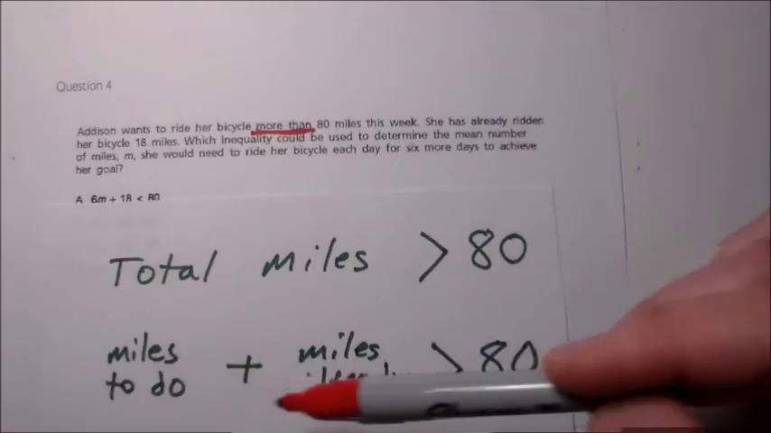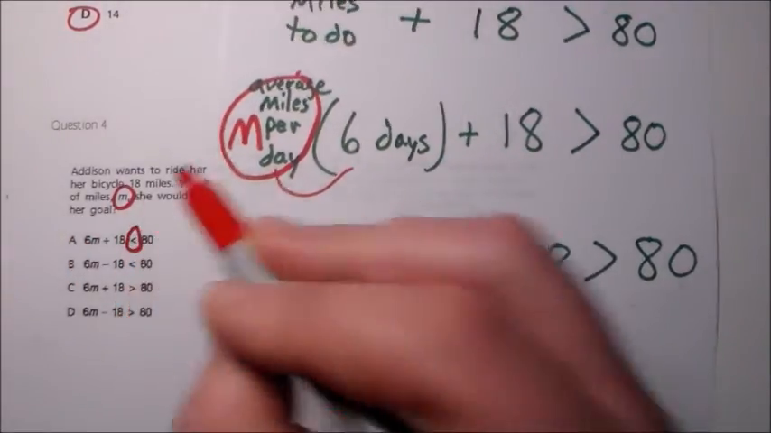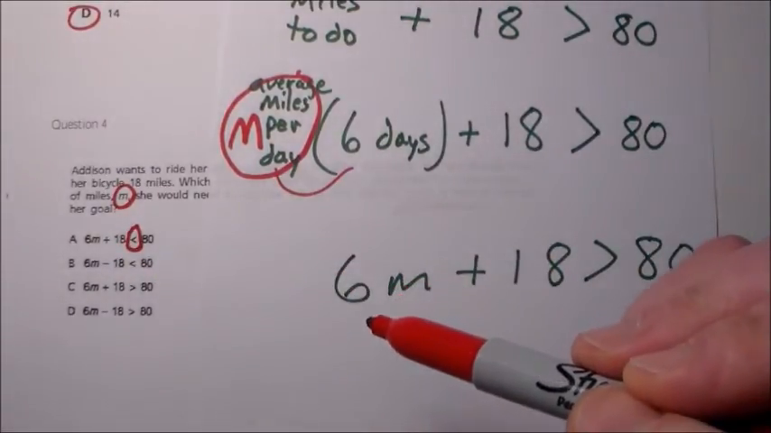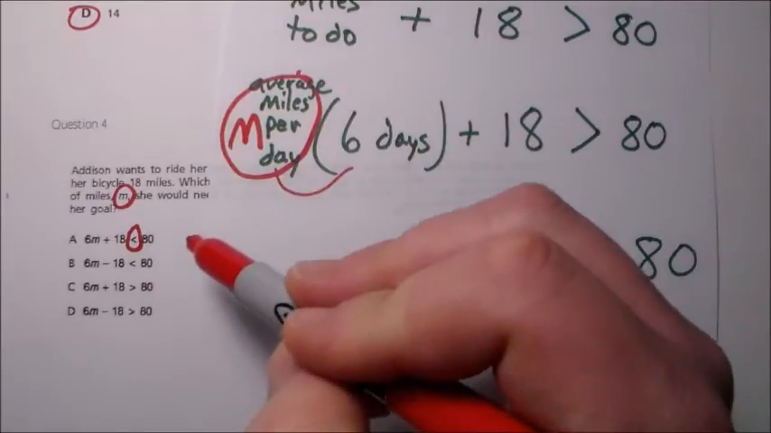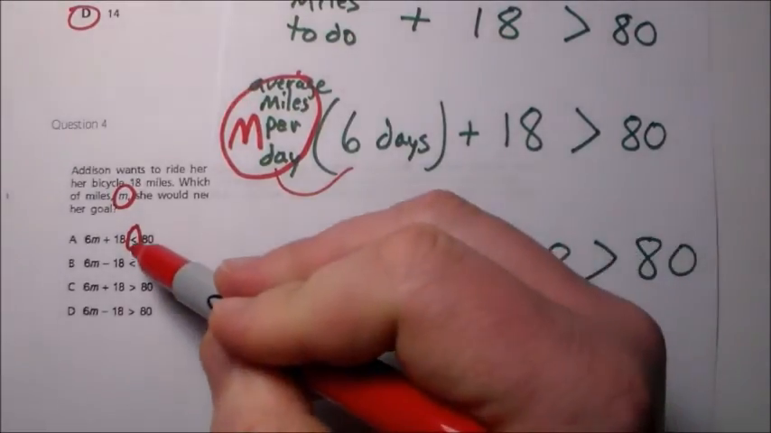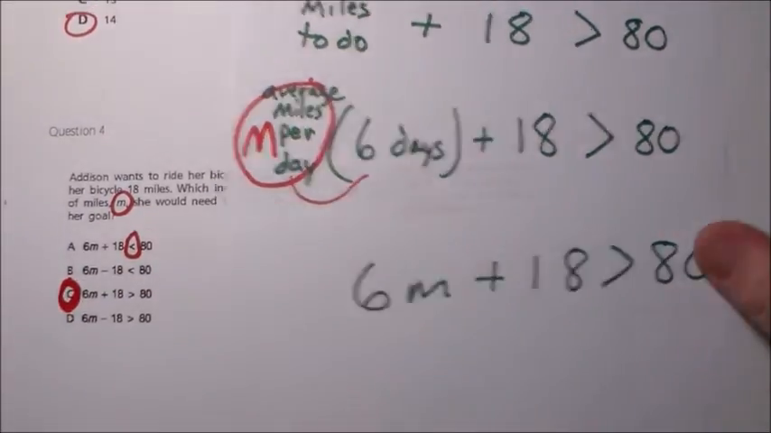plus 18 is greater than 80. And it's A, right? No, you gotta focus on the sign. Don't choose A. That's a really tempting distractor that they throw in there as the A distractor, just because a lot of people are going to be like, oh, 6M plus 18, there we go. I know it, but it's not that. It's C. And we're good. Okay, question 5.